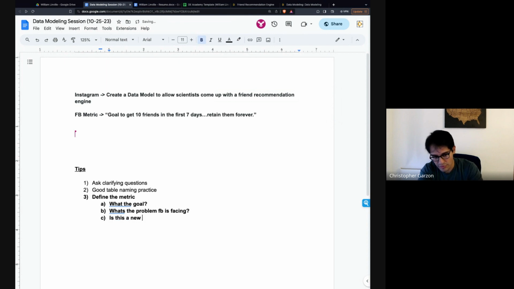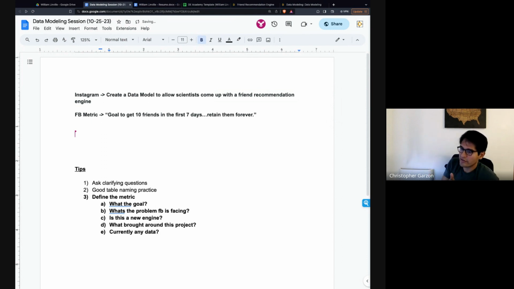It's a new engine, right? What brought around this project? And now you start asking questions and start becoming very product focused, because that's what this round is going to be. Yes, you create dim tables, fact tables, but you're not coding in this round. You're really going into the product question, because the scientists are going to come up with the ML models, but you're coming up with the data that feeds their ML models that solve a business problem.